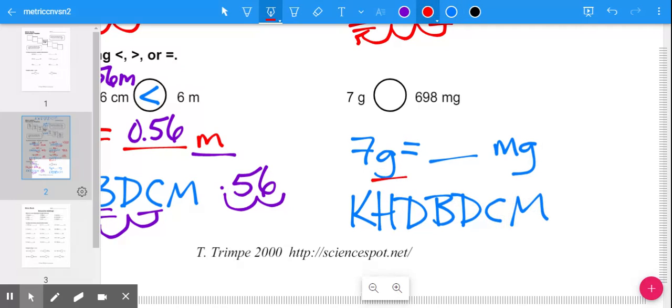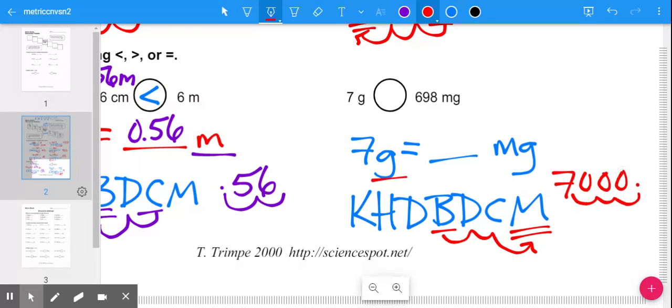we start at our base unit of grams, and we're going to milligrams. So we go 1, 2, 3 times to the right, so that 7 becomes 1, 2, 3 times to the right. So 7 grams is equal to 7,000 milligrams, which is indeed more than 698 milligrams.